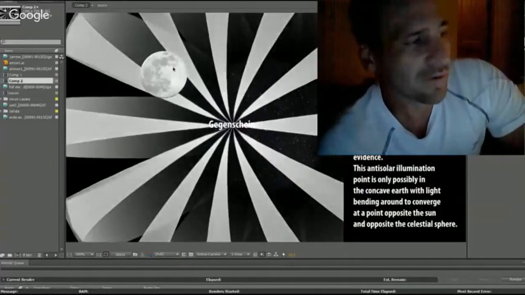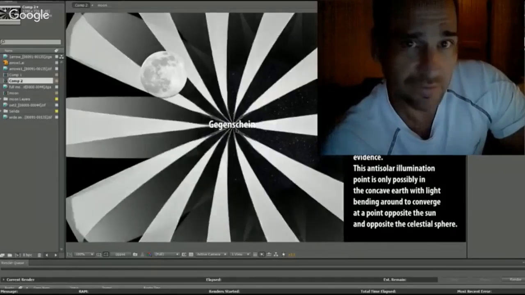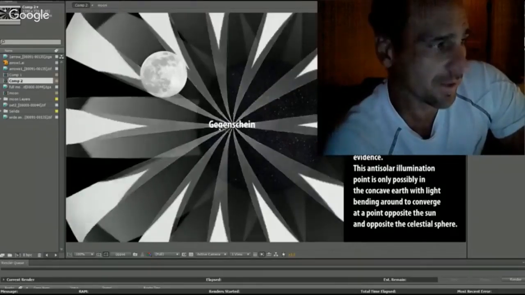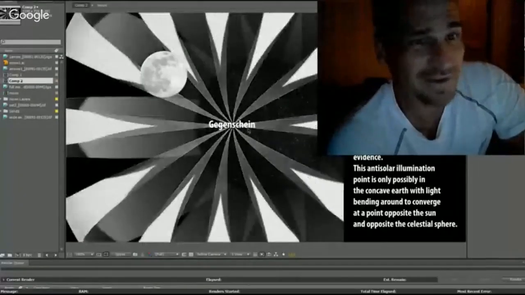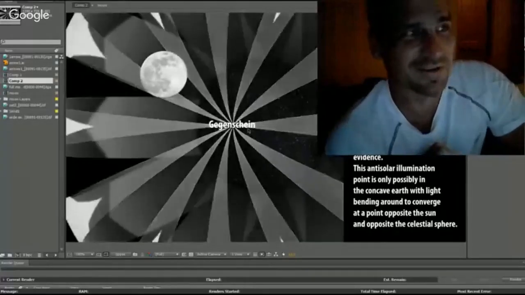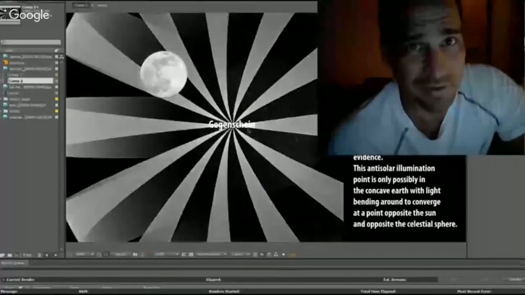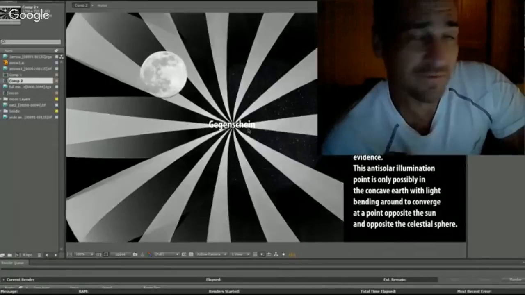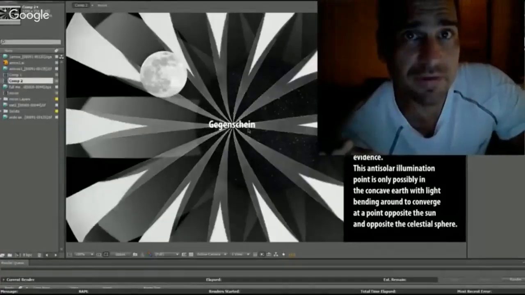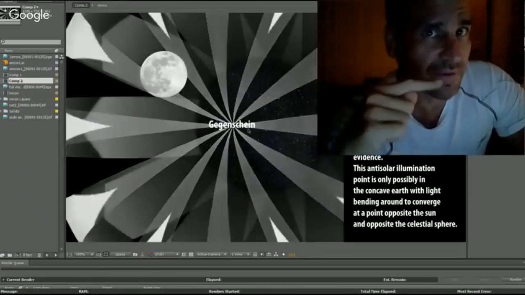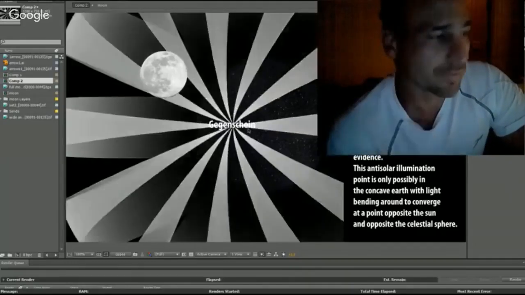These contour lines are showing how the light is converging. This little convergence point. And I didn't even know they had a name for this. They called it Gegenschein. The Gegenschein is very critical for you to understand why a lunar eclipse cannot work in a heliocentric model or a flat model. Because the Gegenschein is a faint patch of light directly opposite the sun, the anti-solar point of the sun. We call it the Lagrangian point number 2.